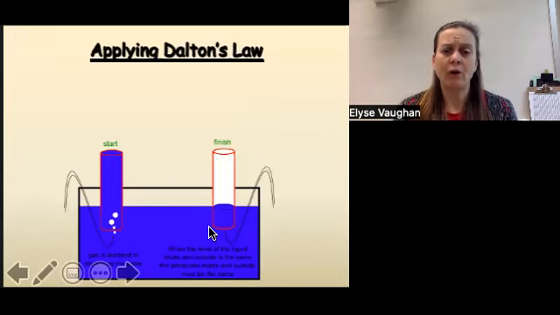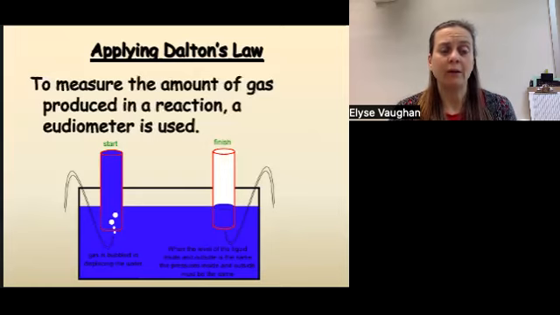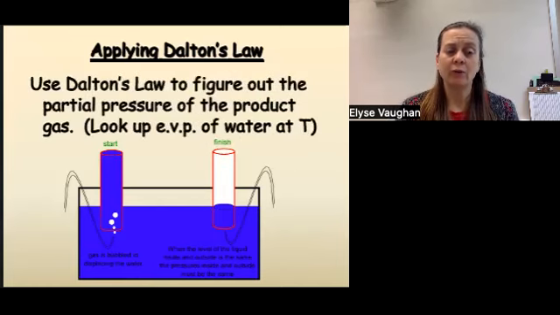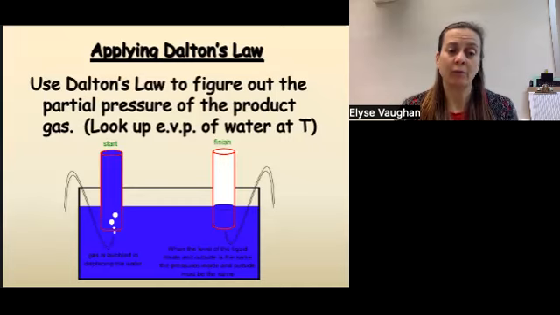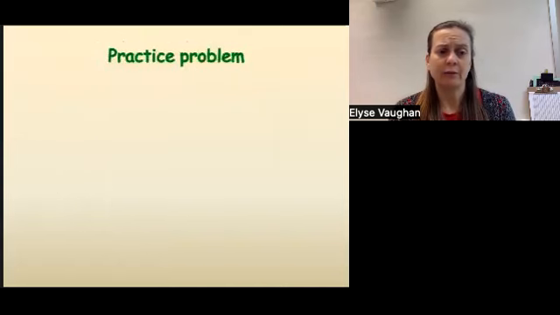So in a closed system, we're always going to have some vapor pressure from the water if we're in contact with water. And so we can look those up. We can look up the equilibrium vapor pressure of water at a particular temperature. That allows us essentially to subtract out the pressure from the water to find the pressure from the gas itself. And we'll use that later on in something called the ideal gas law to determine the number of moles of gas that was produced.